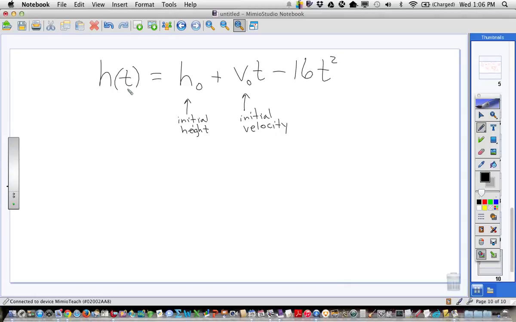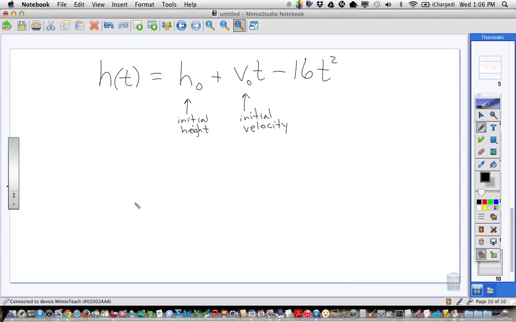So this would be the height function of that object. So they're going to give you a situation. They're going to tell you the initial height. They're going to tell you the initial velocity. You plug those in. Maybe use your calculator to graph it if you want to. And you're going to answer some questions about that situation.